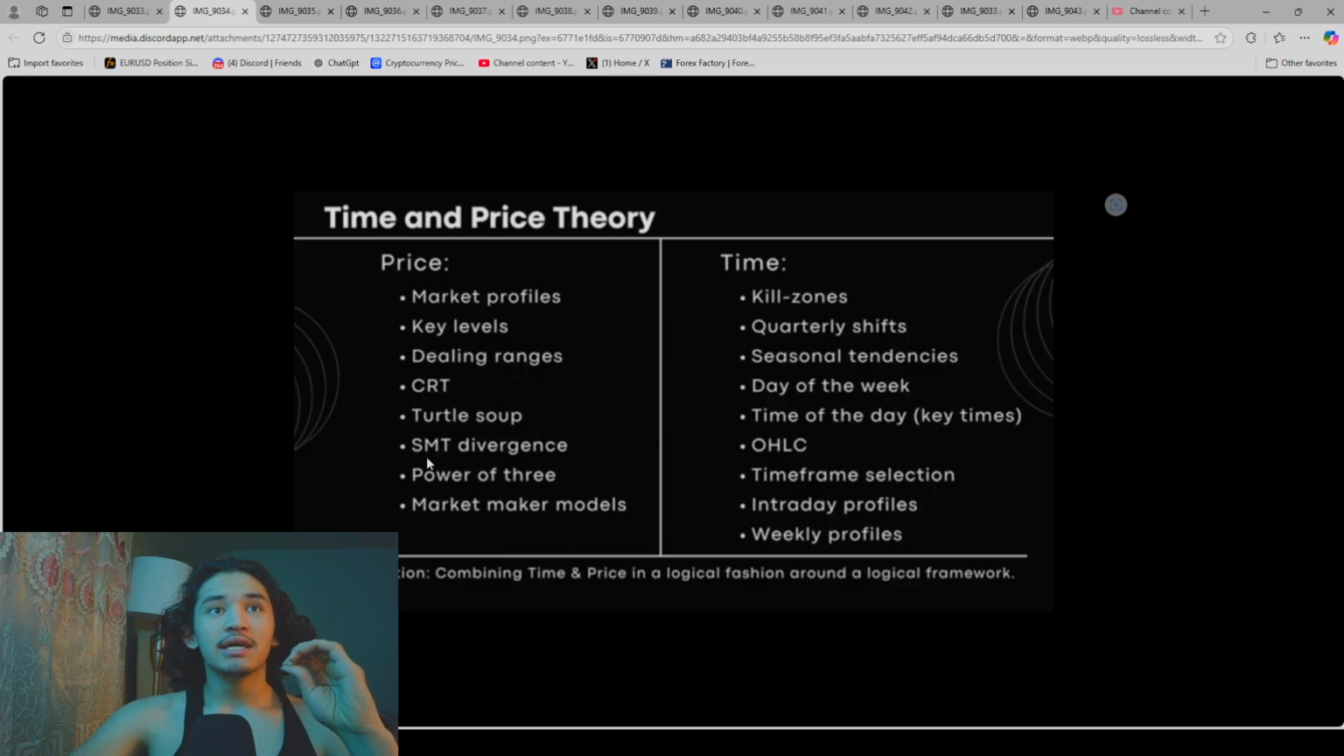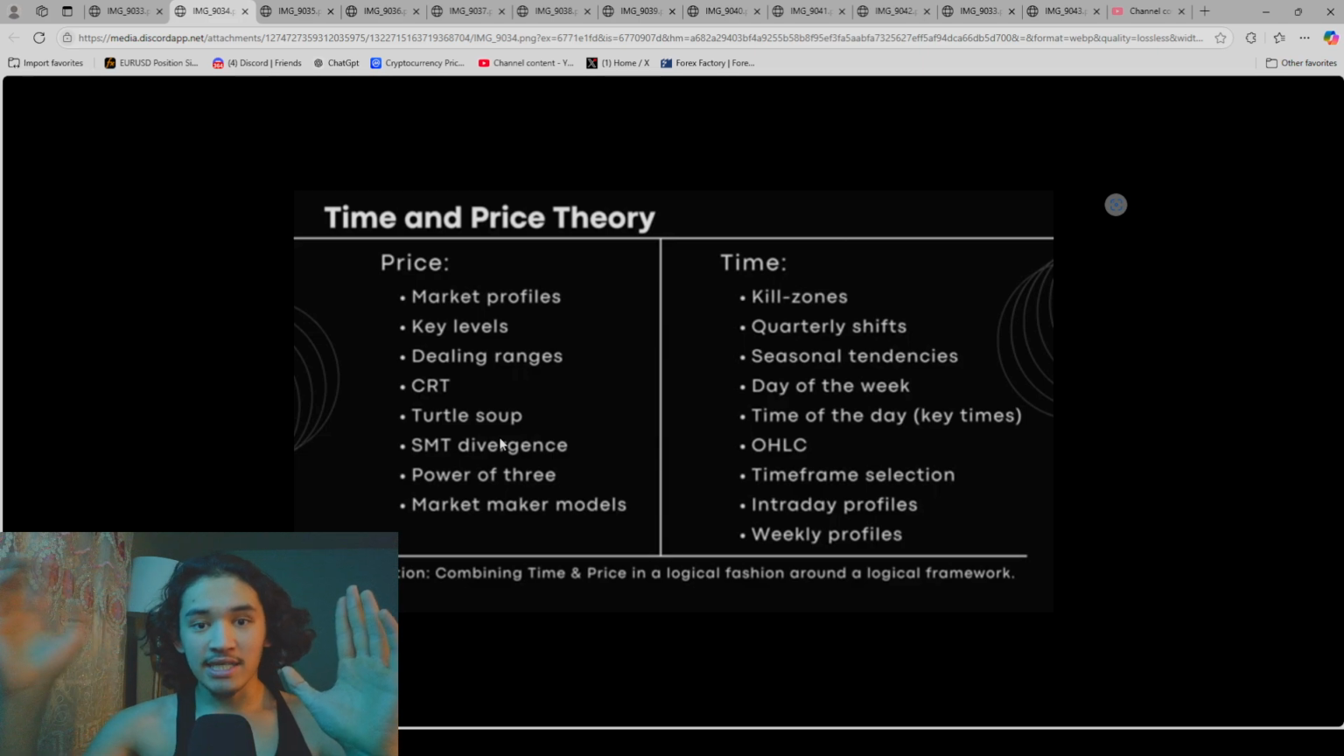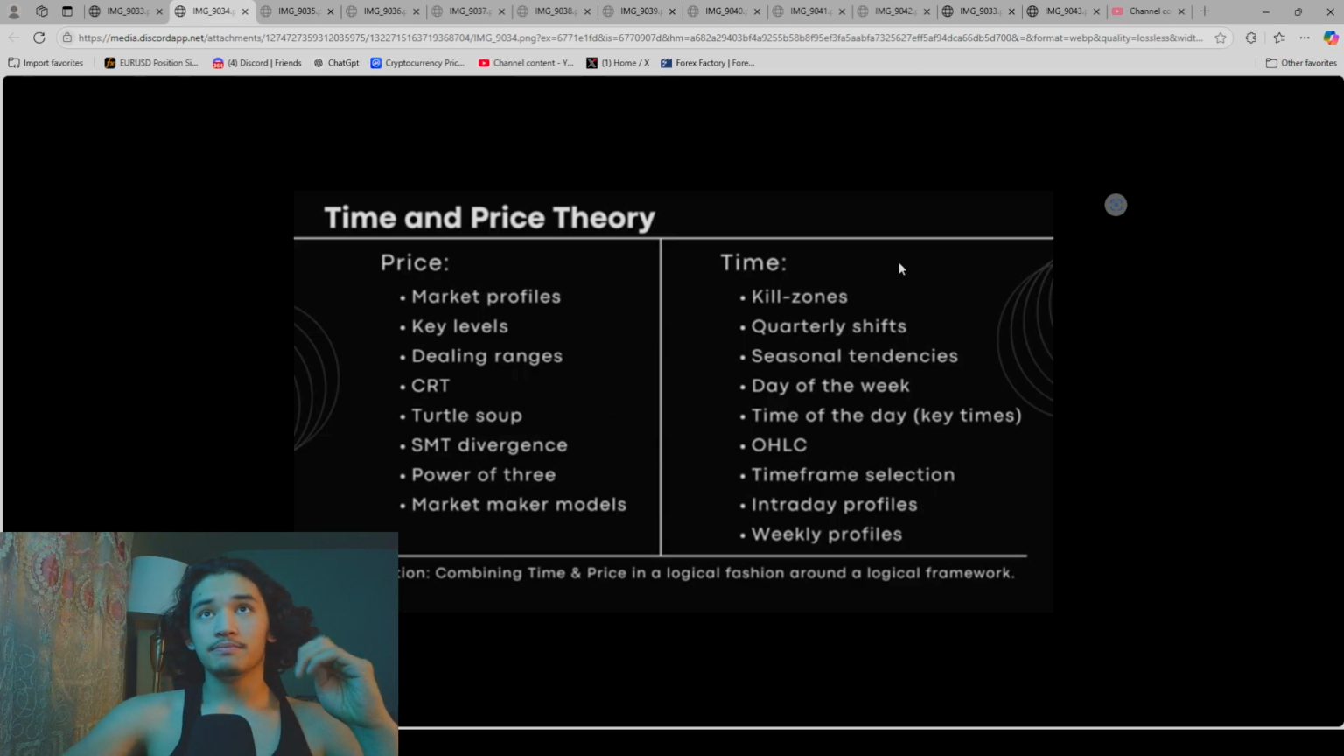SMT divergence is a price concept. Power of 3 is a price concept. Market maker models are a price concept, right? Turtle soups could be a time concept too, because you guys know during a specific time the market likes to purge out liquidity. So keep that in mind as well.